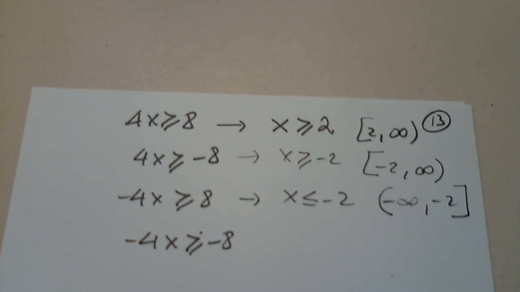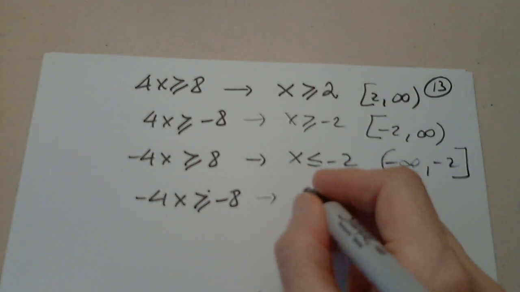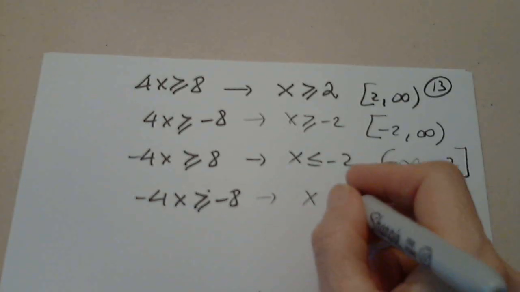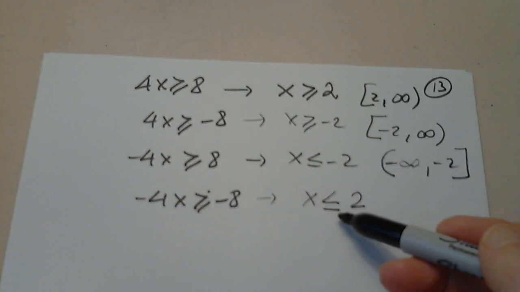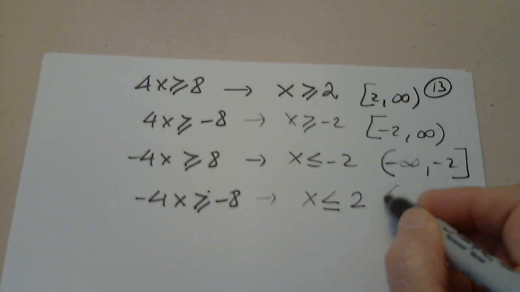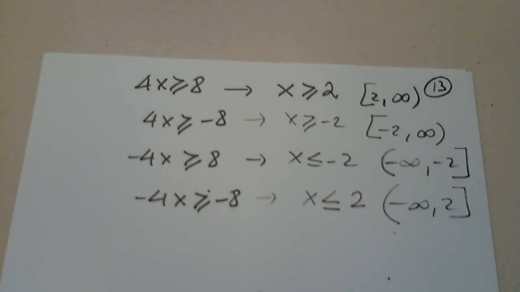Good. Last one here. Divide by negative 4? Very good. So then from here I have x and 2. But what do I need to do? Flip it? Yes, I have to. From whatever I had to the opposite. And now the interval is negative infinity to 2. Is this okay?